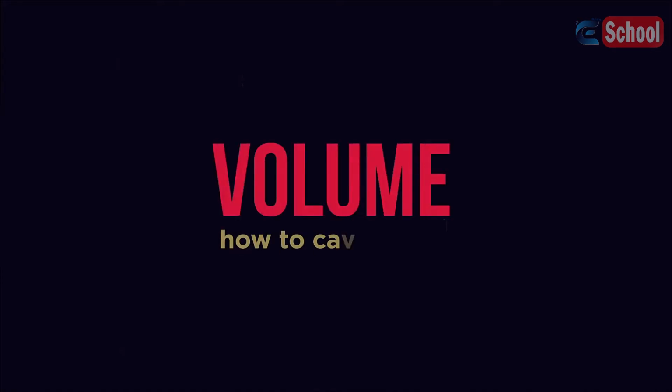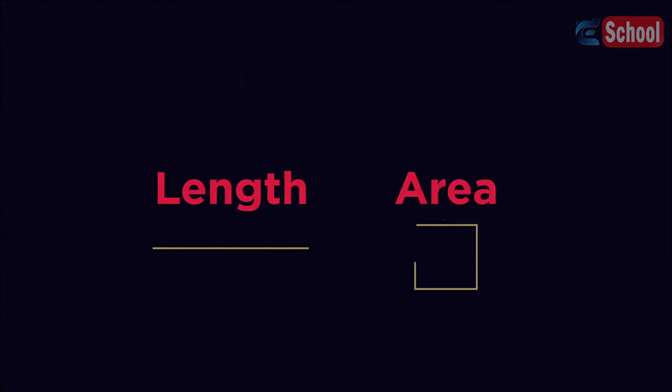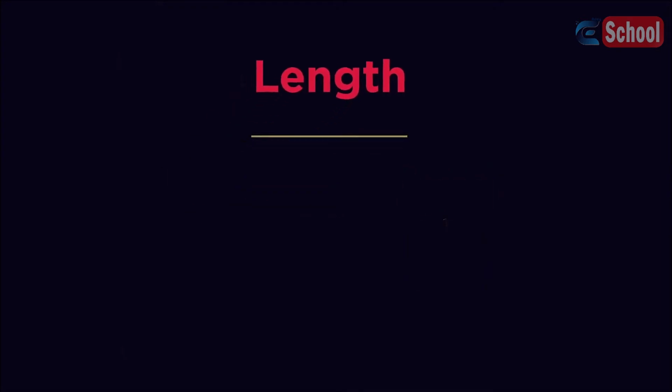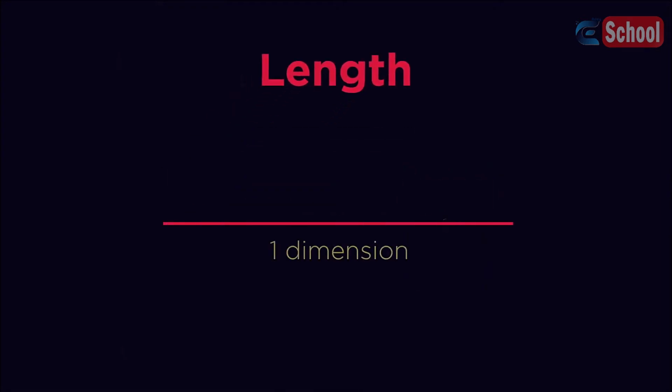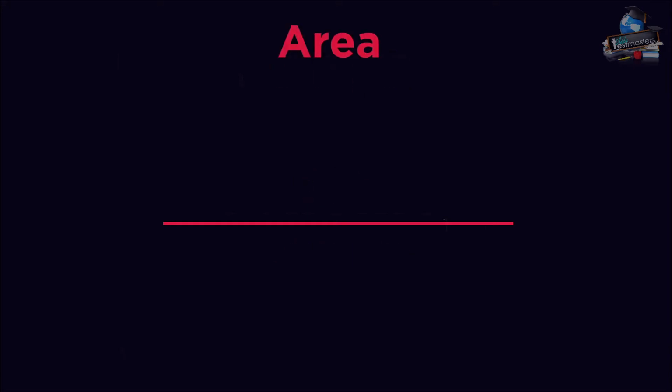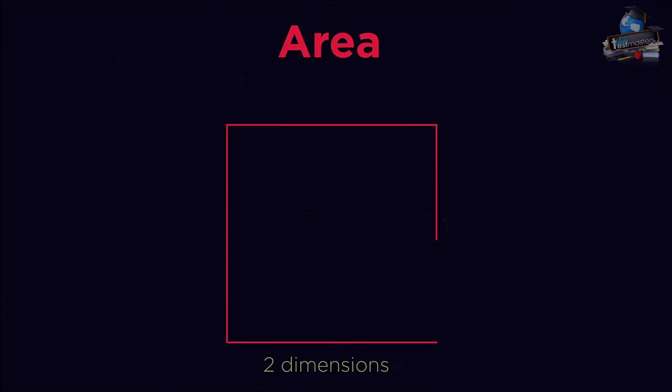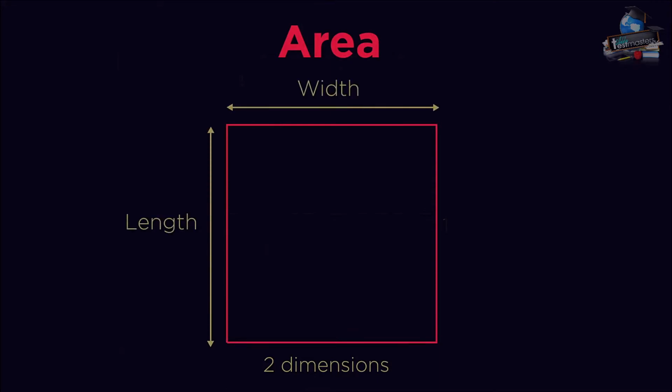In this video, we're going to learn about volume and how to calculate it. To start, let's talk about length and area. Length measures across one dimension, and so is usually measured in centimetres or metres. Area measures across two dimensions, the length and the width, and so is measured in centimetres squared or metres squared.